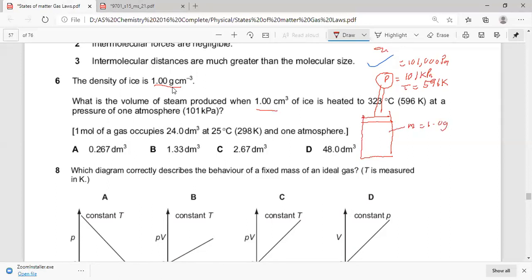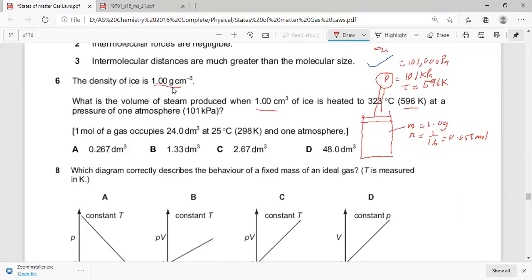Quite simple, isn't it? So it is heated to this temperature. Can you find it? How many moles is it? Number of moles is equal to 1 over 18. I got it here at 0.056 moles.